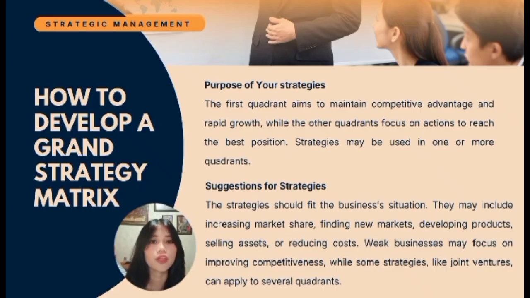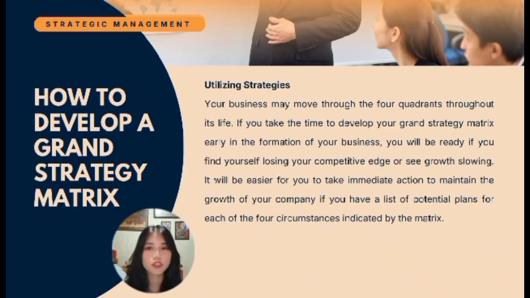Number 6 is joint venture. A joint venture happens when two businesses cooperate on a particular business project. For example, company A and company B. Company A has money while company B has technology. So if they work together, they can develop a good quality product. Utilizing strategies.